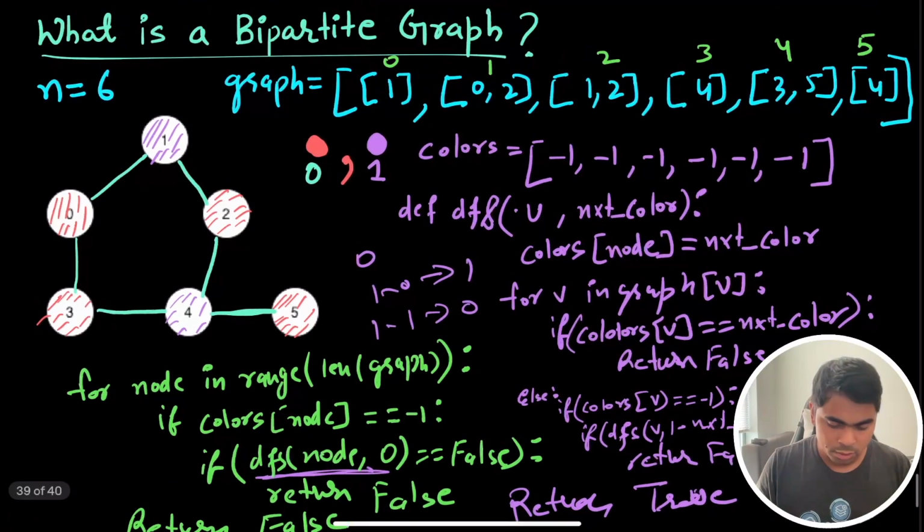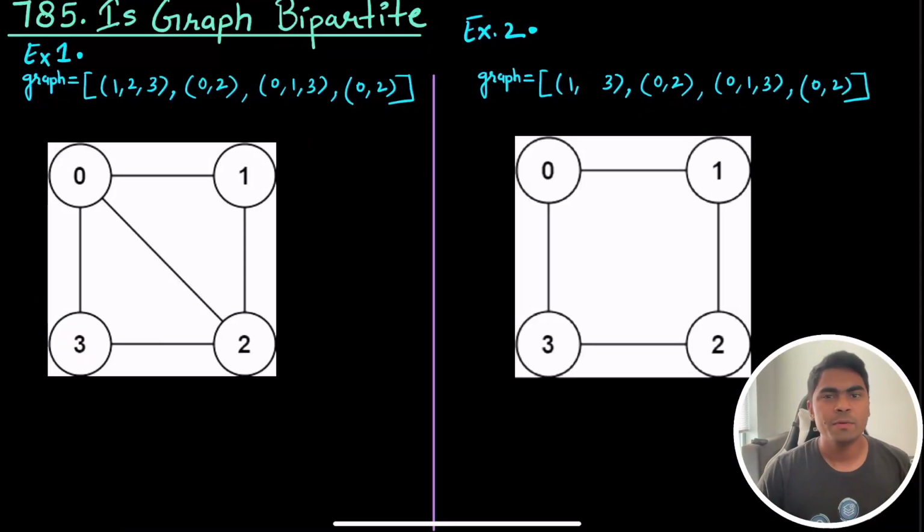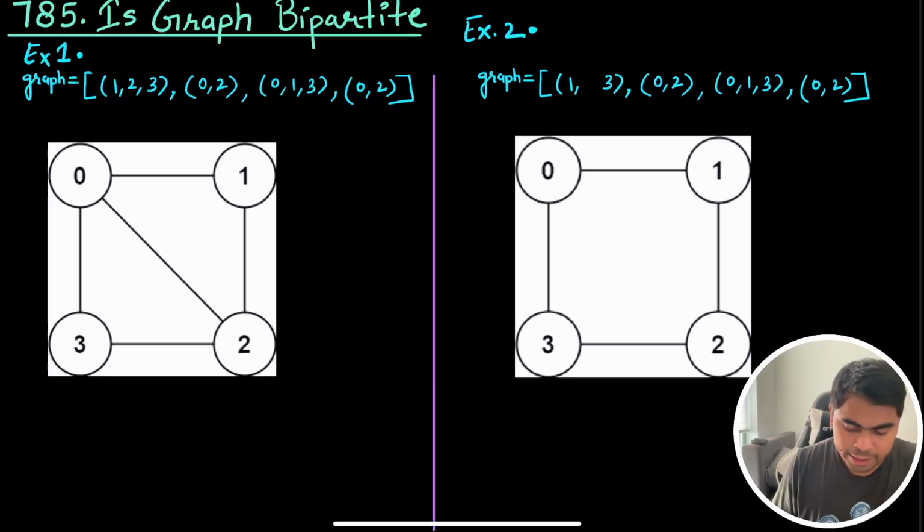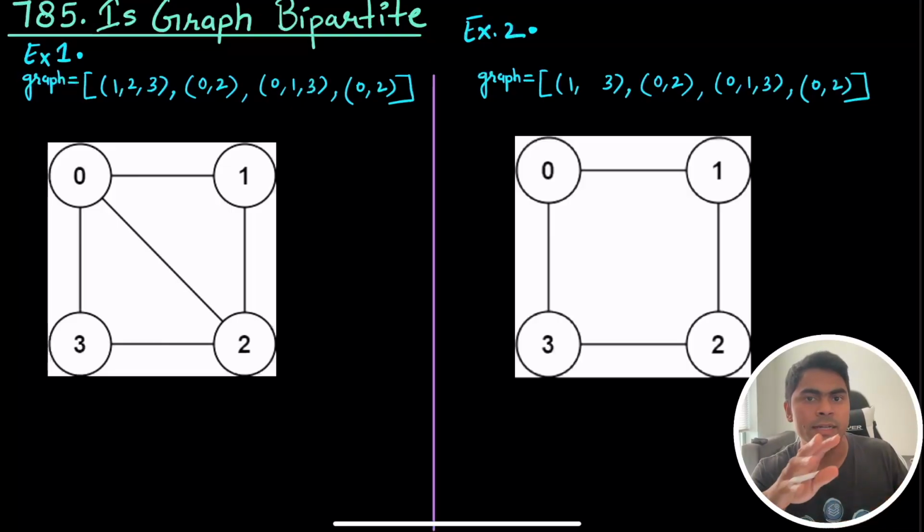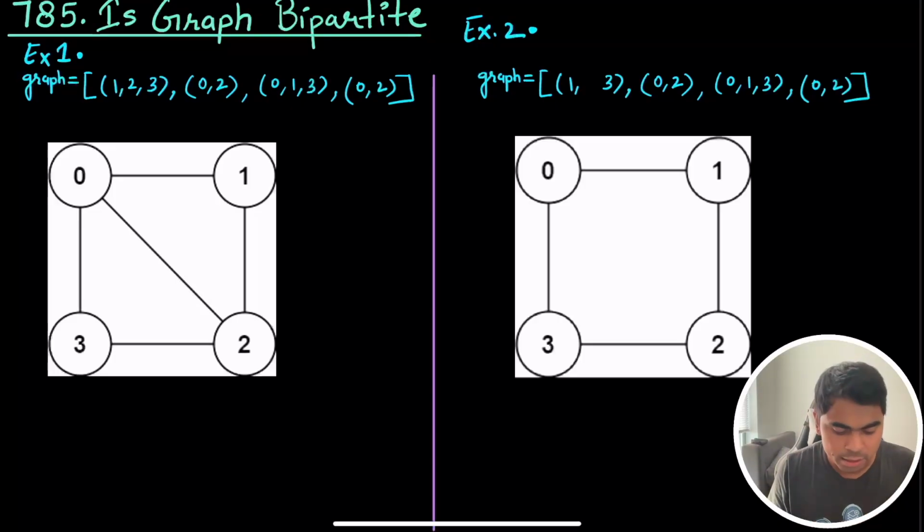Return true. All right. So we have already understood what a bipartite graph is. Here it will be super simple. It's all about assigning two different colors, or putting all the nodes into two different sets, such that no two neighboring nodes are in the same set, or are assigned the same color. So let's consider our first example and see why this one is not a bipartite graph.